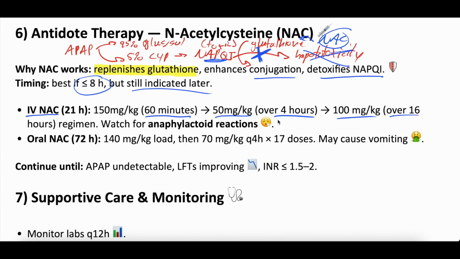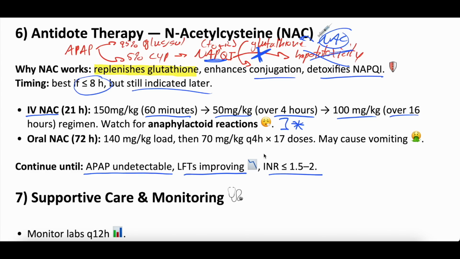Watch for anaphylactoid reactions. This can happen. It's not common, but it's common enough to definitely be mindful of it. Otherwise, N-acetylcysteine NAC is a fairly safe drug. Continue N-acetylcysteine until the Tylenol level is undetectable, the acetaminophen level, liver function tests are improving, and your INR comes down.